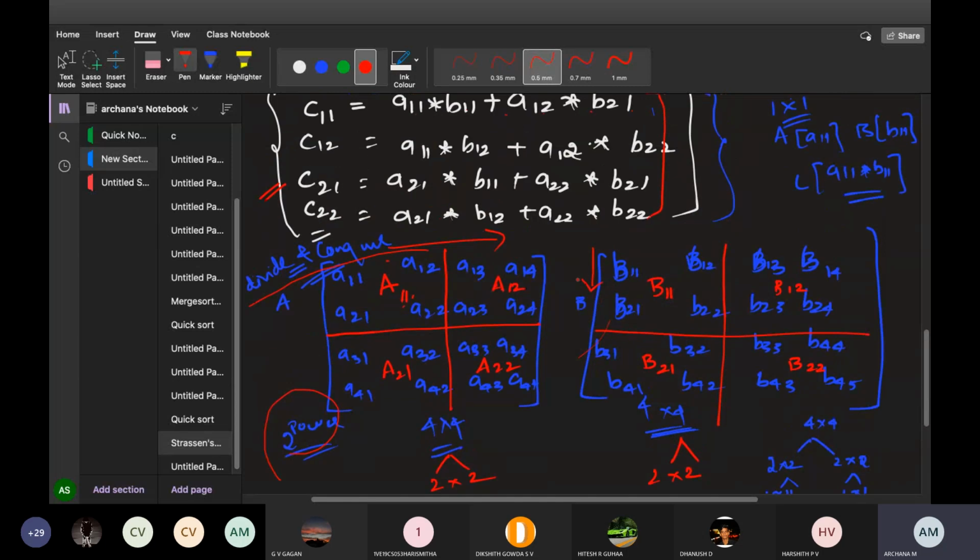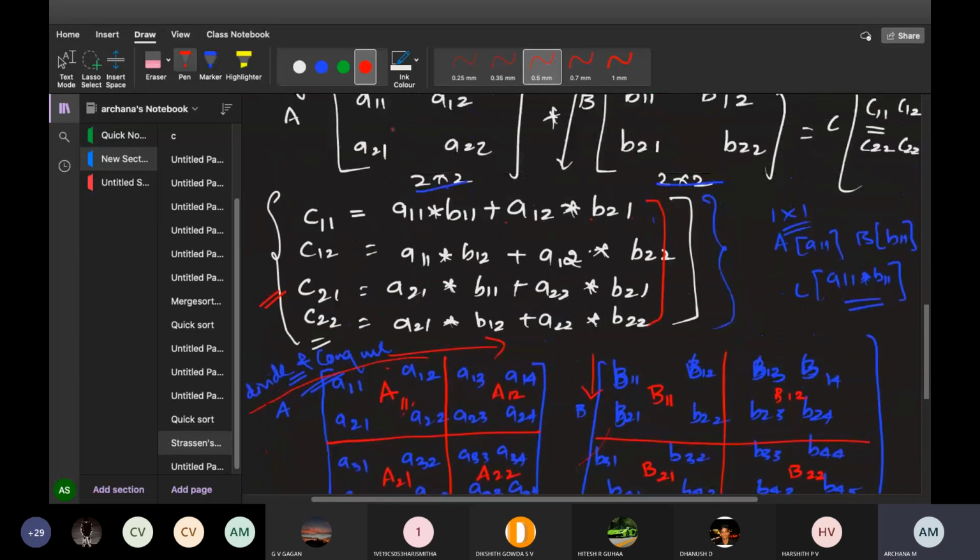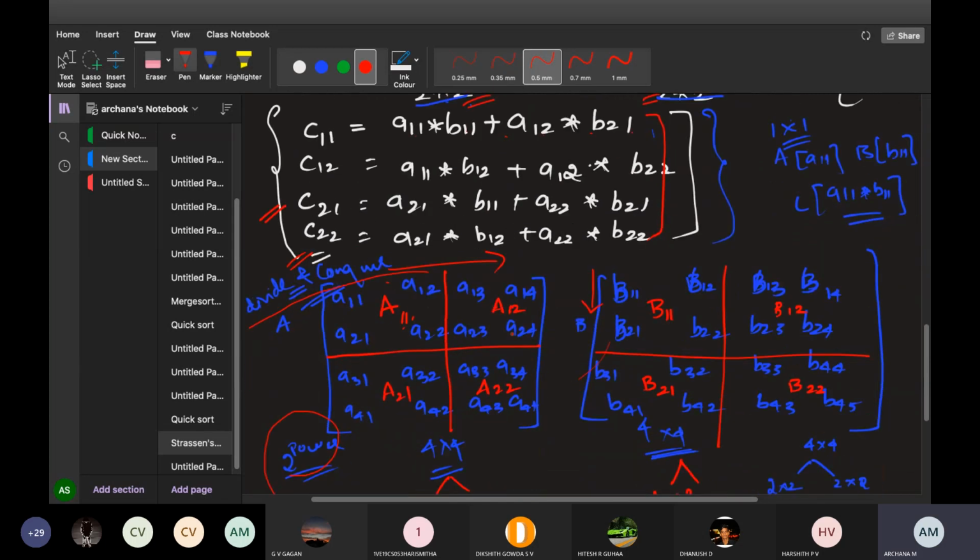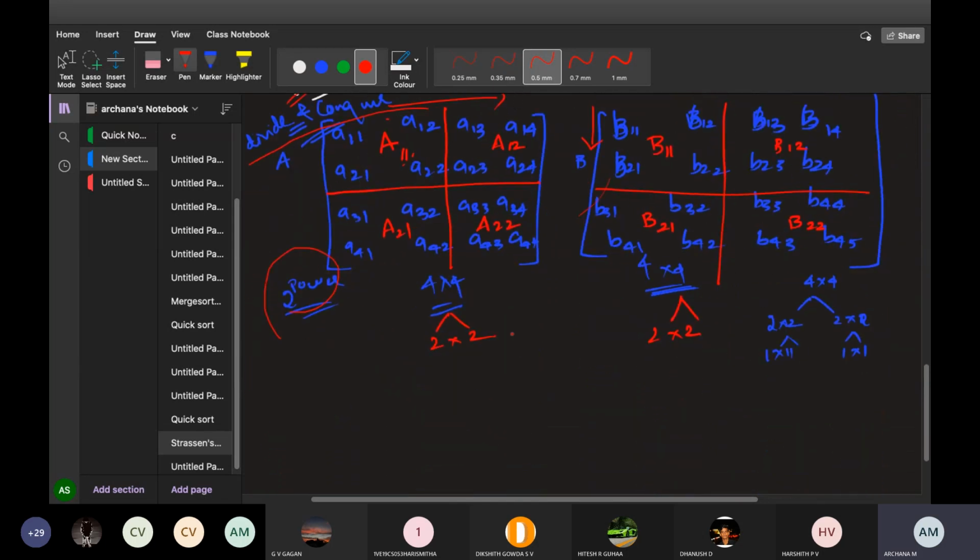So in your syllabus, you just have to write this simple formula, this simple matrix they have given, and write simple formulas like this. That is enough for your syllabus. No need of writing an algorithm for this. Directly we can go to Strassen.